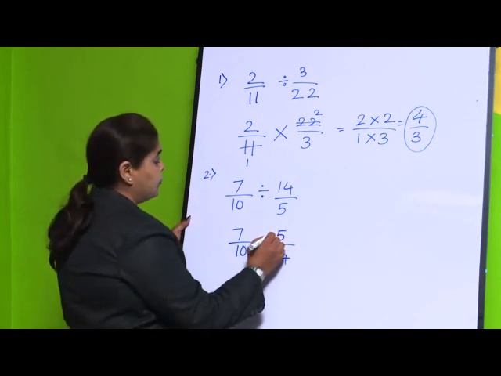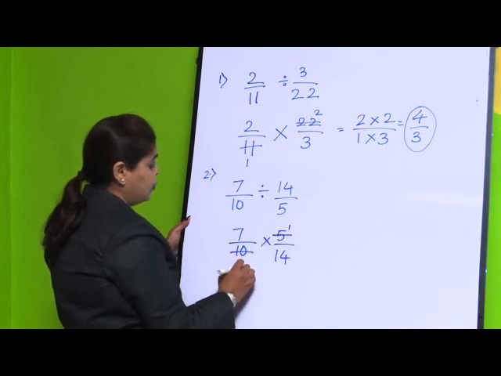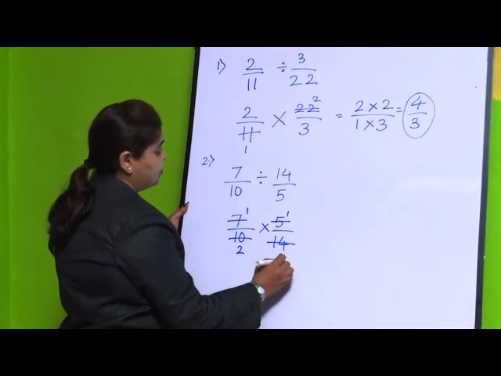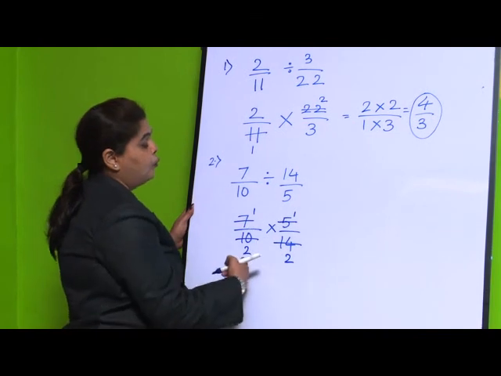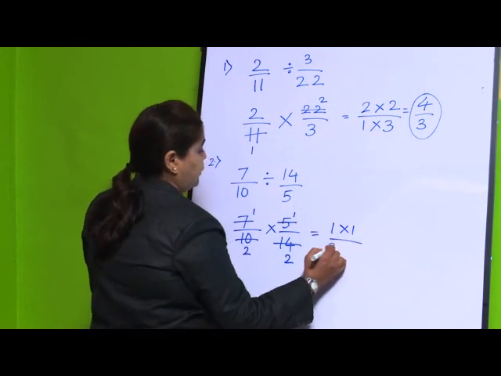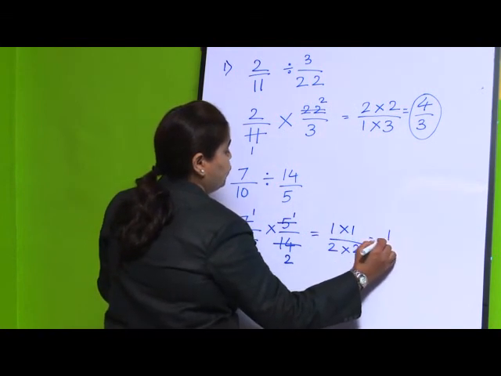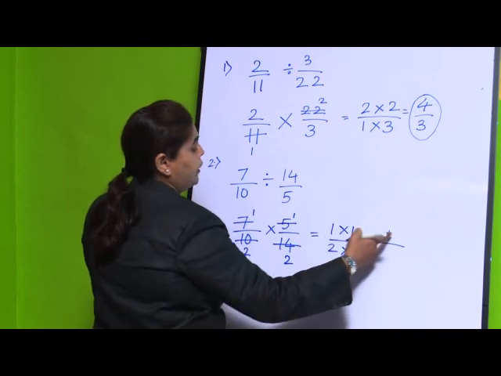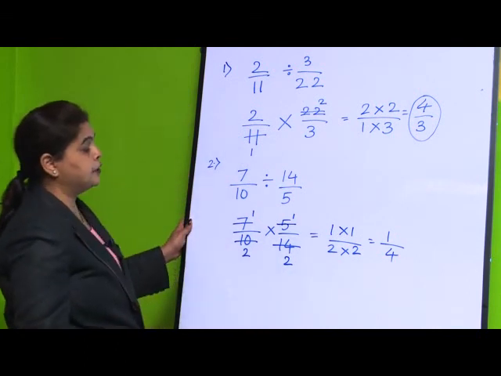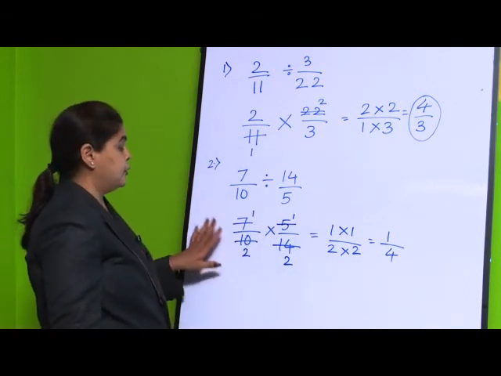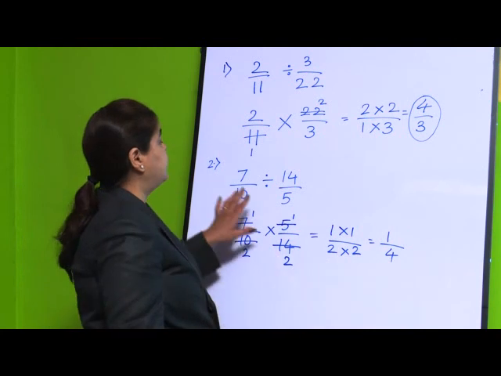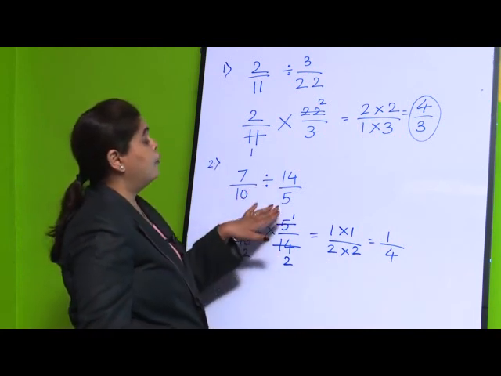Here it is possible: 5 ones are 5, 5 twos are 10. Here 7 ones are 7, 7 twos are 14. Now it is not possible to reduce further, so we write the step as 1 multiplied by 1 and 2 multiplied by 2. 1 times 1 is 1 and 2 times 2 is 4. So what we got after the reduction is 1 upon 4, the result of 7 upon 10 divided by 14 upon 5.